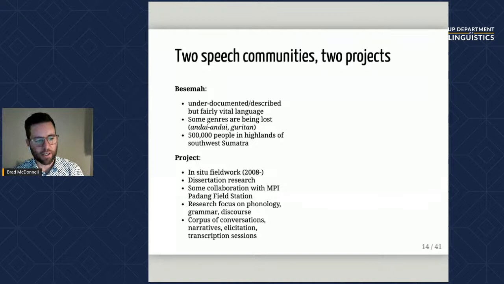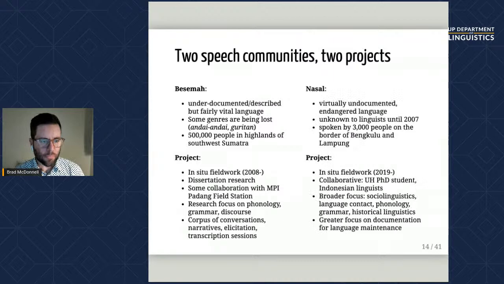And the research has focused on the lexicogrammatical code more or less, where I focused on phonology, grammar, and discourse. Although I have built a fairly large corpus of conversations, narratives, as well as elicitation and transcription sessions. And all of this work has taken place pretty much in one village where I've collaborated with several members of the community.